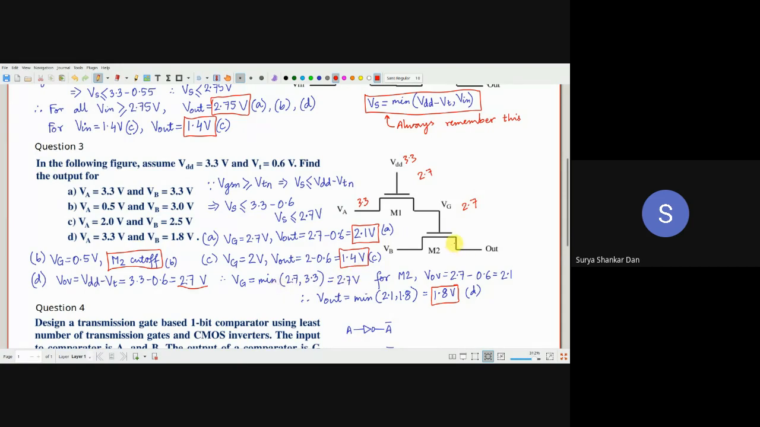फिर ट्रांजिस्टर M2 के लिए VB कितना है? 1.8. 2.7 और इसका VOV क्या होगा? VOV2, this is VOV1. 2.7 minus 0.6, 2.1. VOV2 और VB के बीच कौन सा कम है? Minimum of the two, as I've written over here, is 1.8. That is the answer.